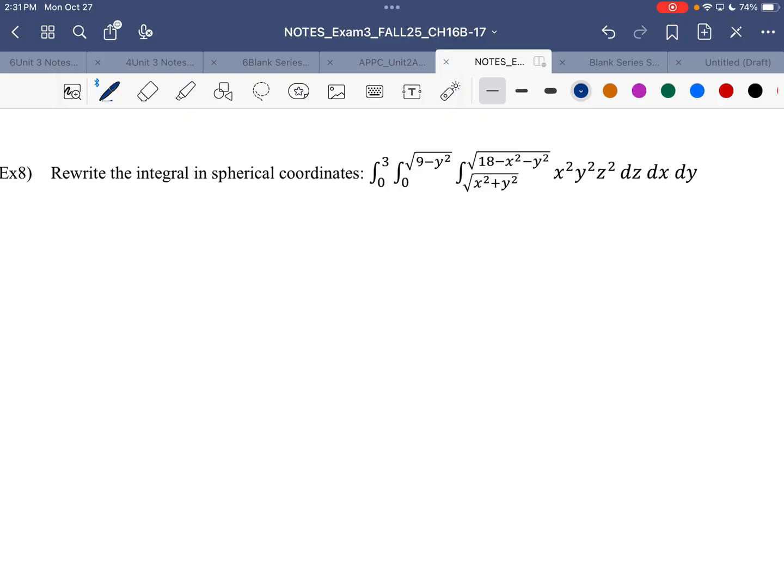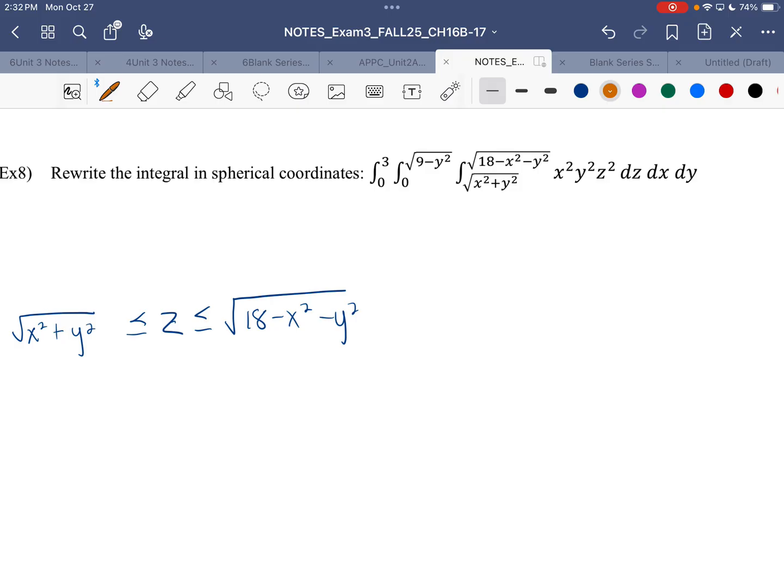Okay, and here's, to me, this is not hard, I never know why people struggle with this, but you do. So, you just have to first write down how the boundaries look originally. So whose boundaries are the innermost integral? Z's. Okay, so it's top boundary, square root of 18 minus x squared minus y squared. Bottom boundary, x squared plus y squared.